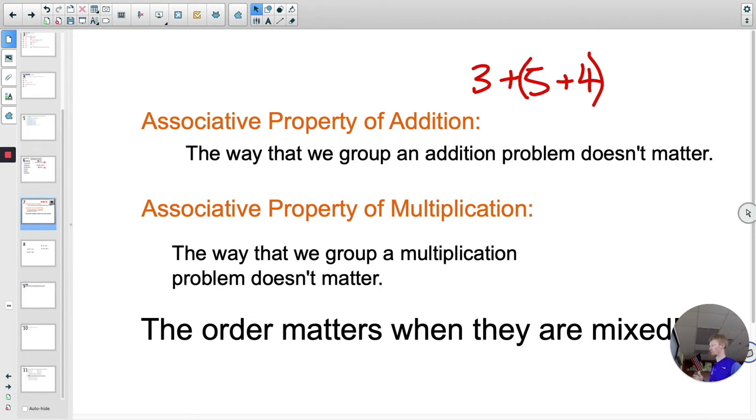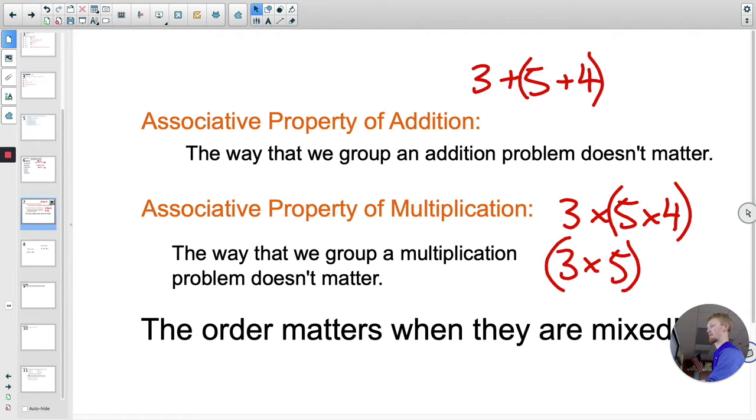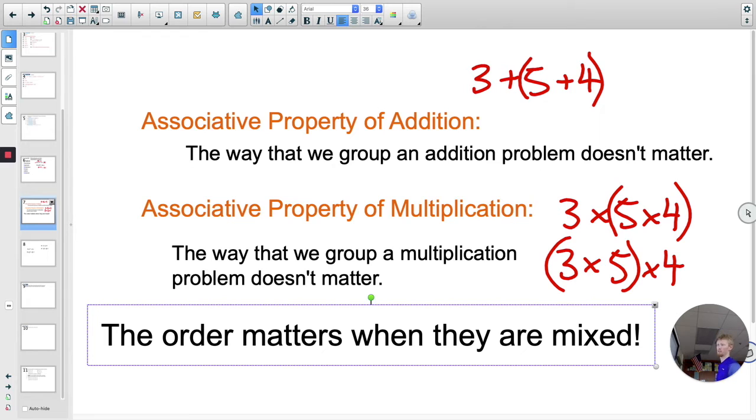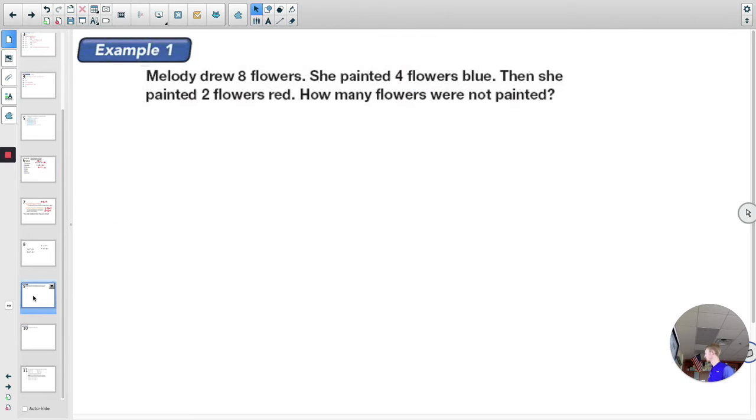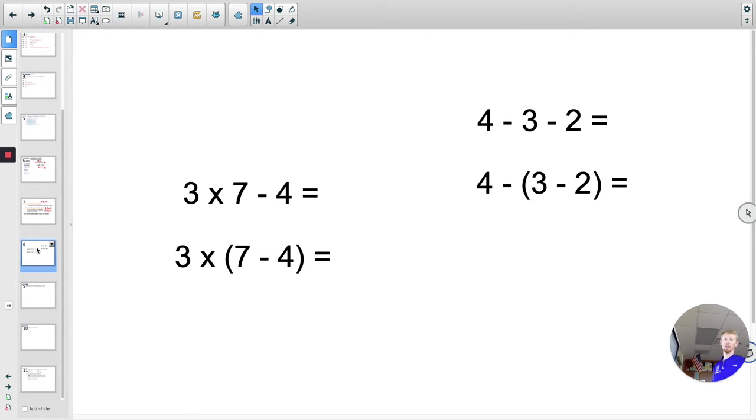Same with multiplication, associative property of multiplication. I could have 3 times 5 times 4. Doesn't matter if I group it like this or if I group it like this. Either way, I get the same result. But the order does matter when they're mixed. So like my first example here, I have addition and multiplication. So it matters where I put my parentheses because it's going to change my answer at the end. So let's look at these examples here. I want you to try to complete these and see if you get the same answer as I do. So you can pause and complete.